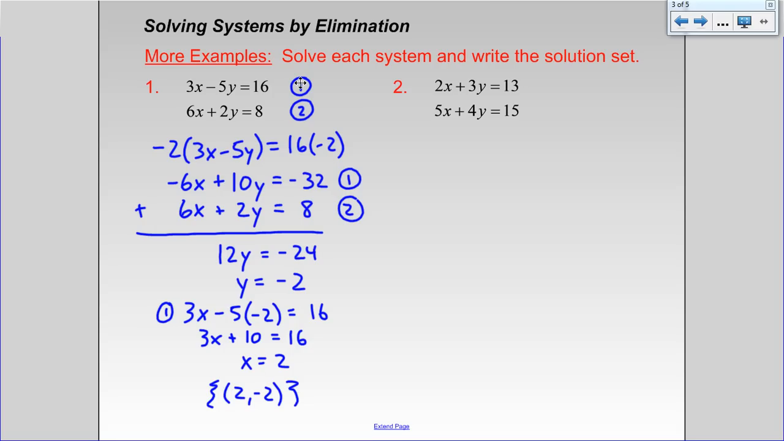Moving on to example 2. Equation 1 is 2x plus 3y equals 13. Equation 2 is 5x plus 4y equals 15. In this case, multiplying one of the equations by a constant will not be enough in order to obtain opposite coefficients for either the x terms or the y terms. So we'll multiply both equations by constants. Let's multiply equation 1 by negative 4 on both sides.